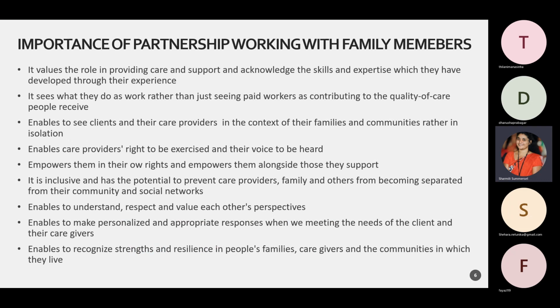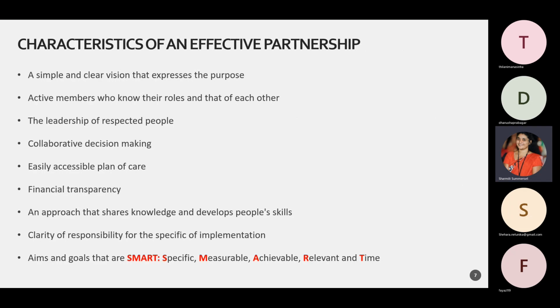So are you all clear up to now regarding the importance of partnership working with the family members, professionals, and the clients? Or do you have any doubts? No, ma'am, I'm clear. Okay. So what about the others? I'm clear, ma'am. Okay. Right. So we'll move to the characteristics.